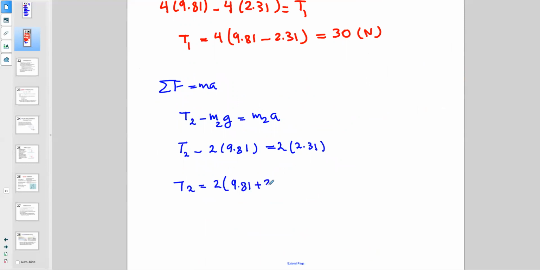And then that means T2 is 9.81 plus 2.31. If you do that, and let's put it in the calculator to see what we can get, 9.81 plus 2.31 times 2 is 24.24. So T2 is 24.24 newtons. Okay. All right.